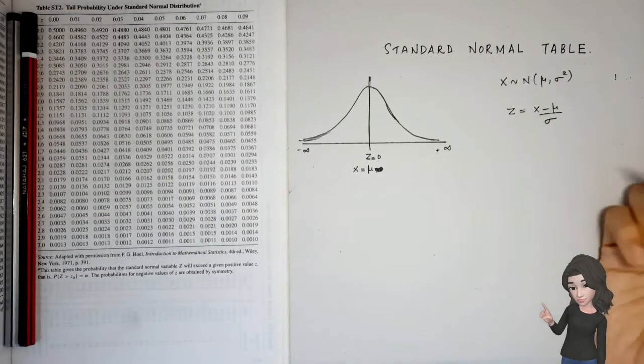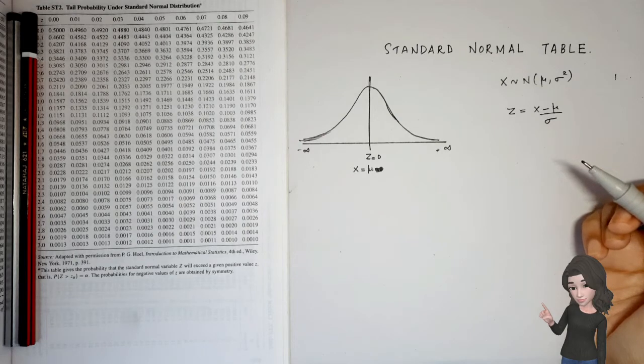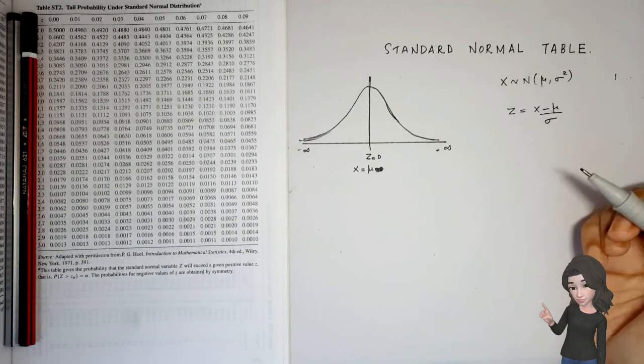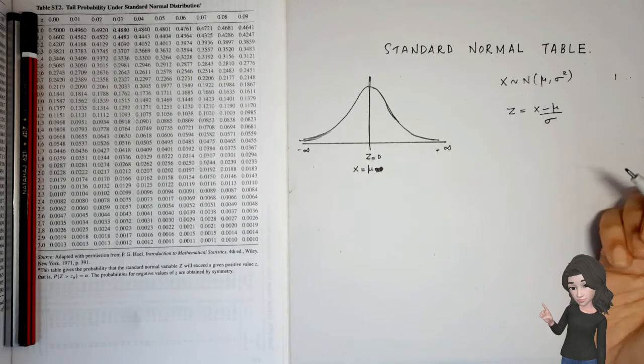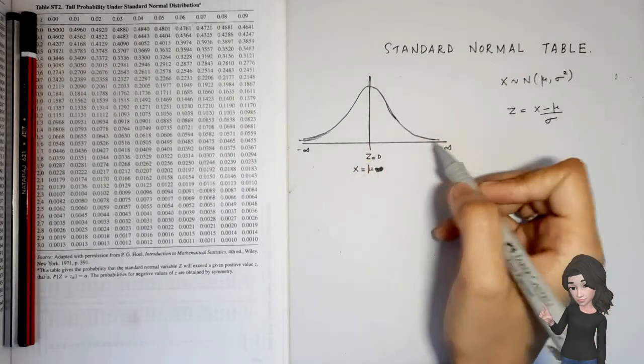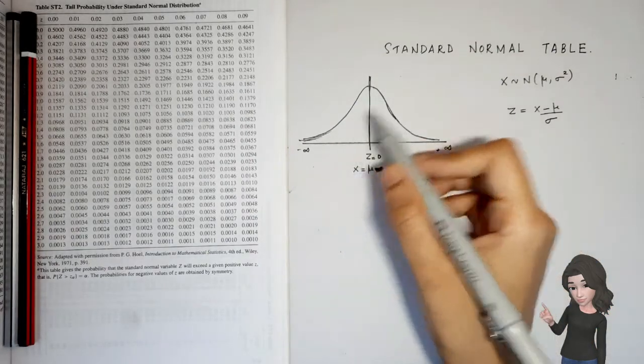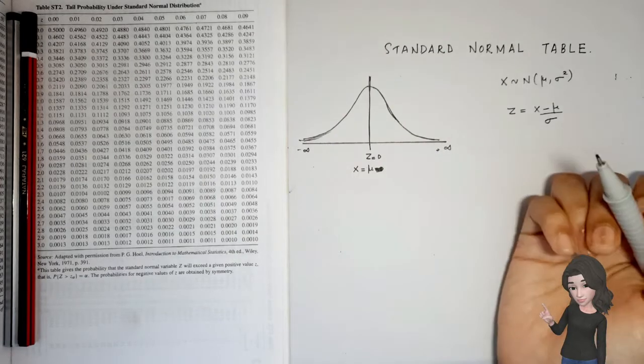Hi everyone, in this video we are going to discuss the standard normal table and how to find the Z alpha from the standard normal table, and use this table in solving problems related to normal distribution. So here I have shown a standard normal curve, or a normal curve, which is a bell-shaped curve.